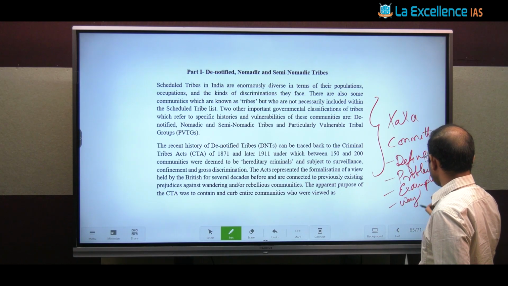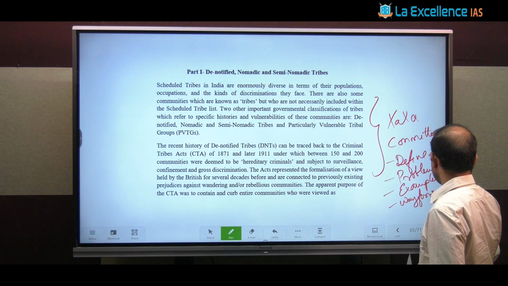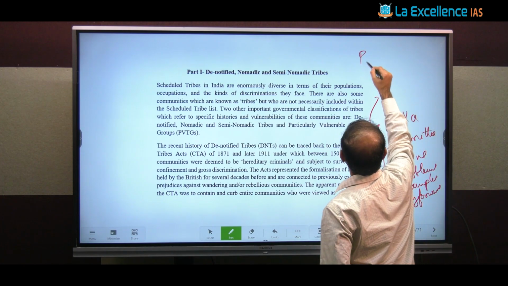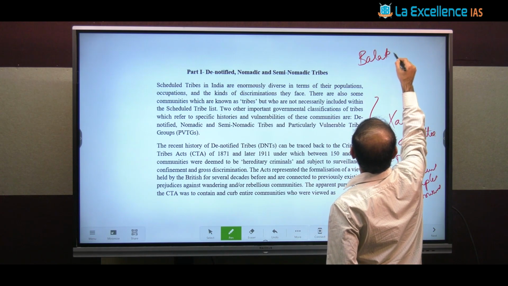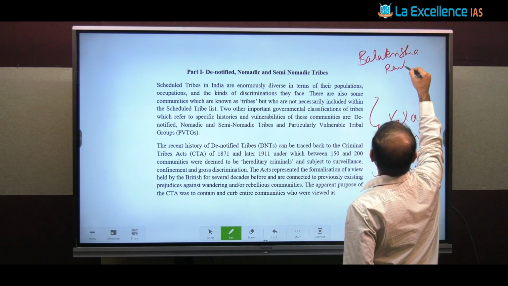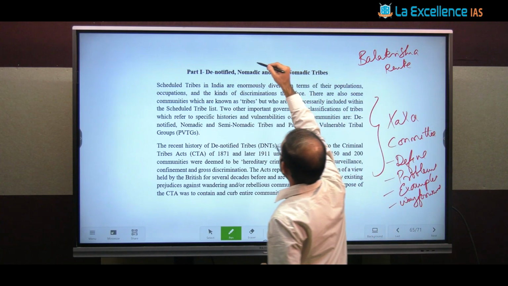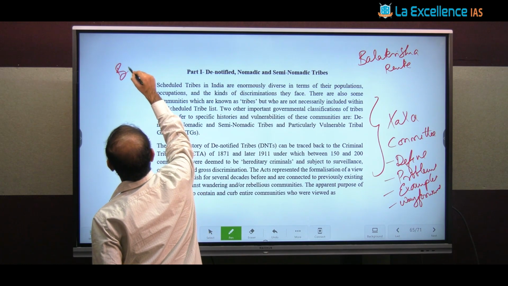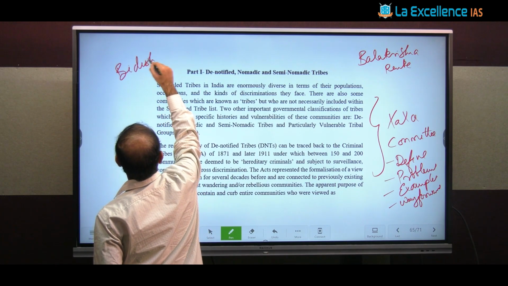Here you can write a lot of ideas, especially there is a committee called Balakrishna Renke committee which went into the issue and which suggested reservation for them. And you also have a developmental model for them. It is called Bidisha project.